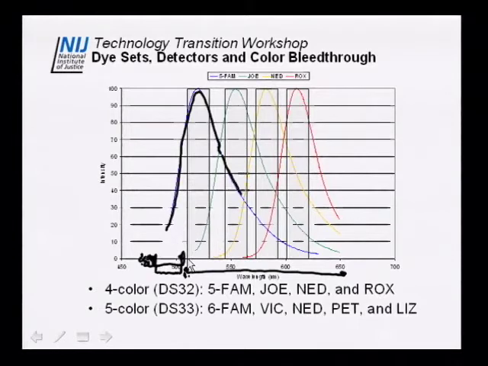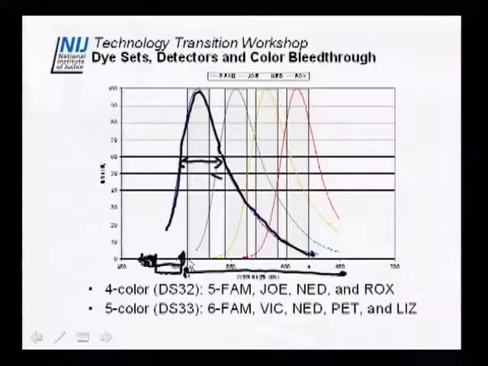So even with the dye that is at the closest end to the lower wavelength side of the spectrum, it's broad and it has a tail that runs all the way up to 625 nanometers. So if you have a detector in any of the portions of the visible spectrum that you want to detect, 5-FAM will make a contribution to it. The same goes for the green, which is Joe, Ned, and Rox.